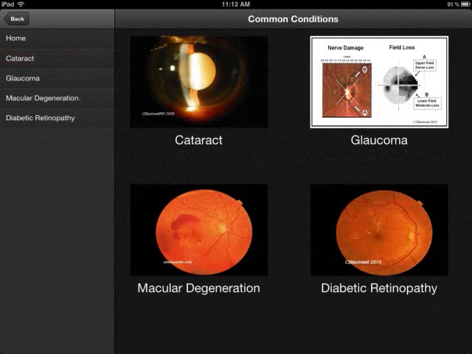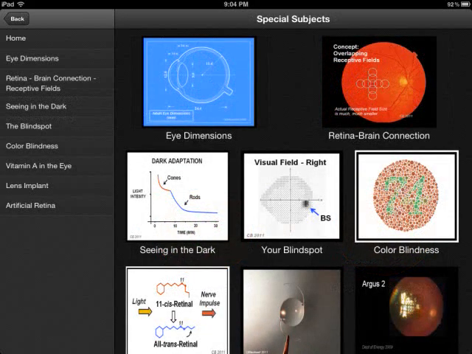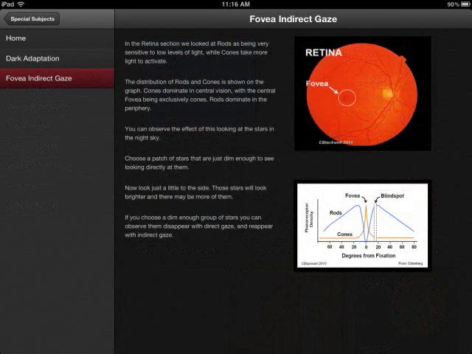The section on common conditions discusses the basics of cataract, glaucoma, macular degeneration, and diabetic retinopathy. Lastly, we included a set of subjects that are fun and interesting. For example, in seeing in the dark, we look at how cones function in bright light, while rods function in low light levels. Because of the way the retina is organized, in dim light, indirect looking is slightly more sensitive.